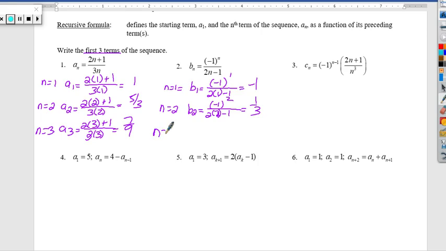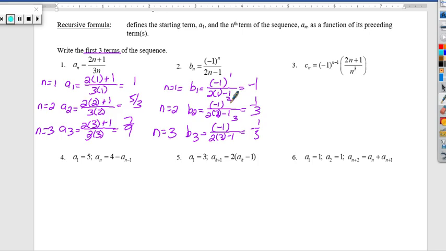Then we're going to let n equal 3. So for b sub 3, we have negative 1 to the third power all over (2 times 3 minus 1), yielding us negative 1/5. You might want to take note of this pattern up here. When you raise a negative 1 to an odd power, it remains negative. Negative 1 to an even power becomes positive. That's something that helps us to switch signs as we move through.